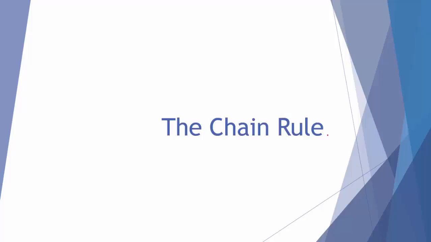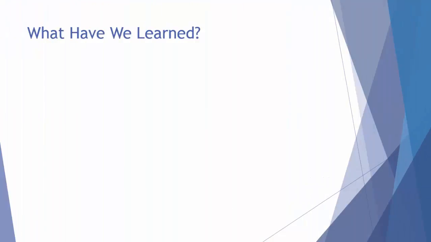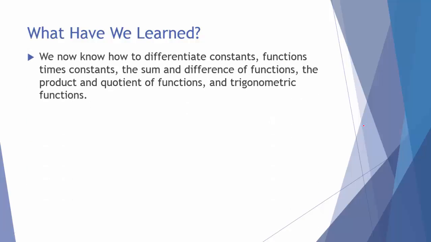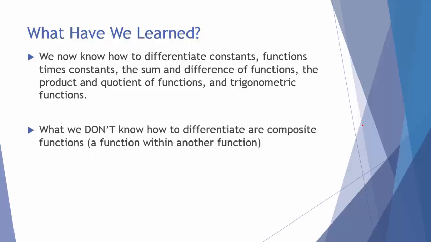These are going to be our notes on the chain rule. So far, what we have learned is that we know how to take derivatives, or how to differentiate, constants, functions times constants, sum and difference of functions. We can do multiplication and division of functions, and our trig functions. But what we don't know how to differentiate yet are composite functions, meaning one function within another function.